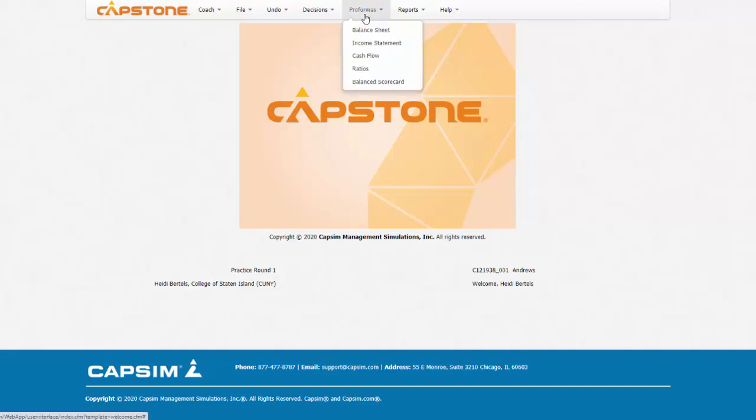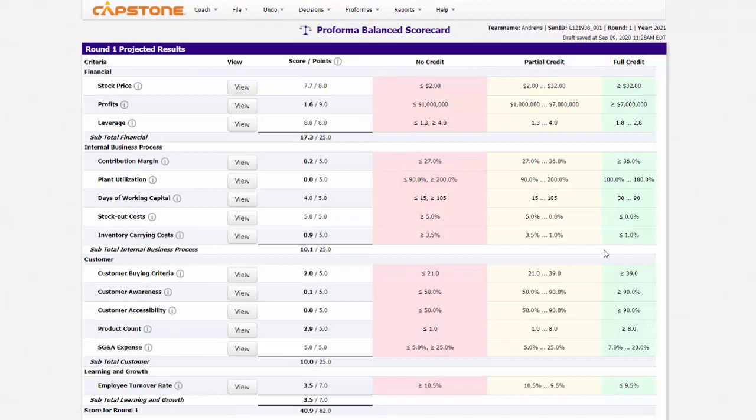Under Proformas, I can find a Proforma balance sheet, income statement, cash flows, ratios, as well as the Balanced Scorecard. Here is the Balanced Scorecard. We have our 4 areas of financial, internal business process, customer, and learning and growth. And within these 4 areas, we have metrics to measure performance in each individual area.